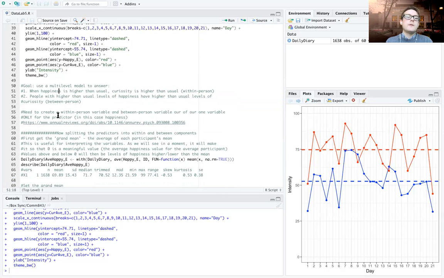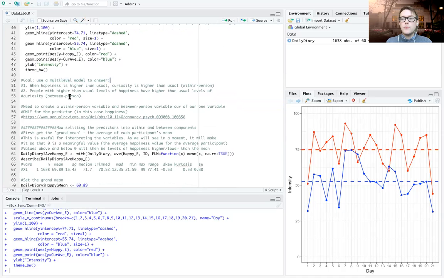Our goal is to use a multi-level model to answer two questions. The first is that when happiness is higher than usual, is curiosity also higher than usual? So we're going after a within-person association between happiness and curiosity. We can even be a little more specific and talk about the timescale. Because we have a daily diary data set where we're doing things one day at a time, we can say on days when happiness is higher than usual, is curiosity also higher than usual? And when I'm talking about higher than usual, I'm talking about higher than usual for that person's typical level of happiness and curiosity.